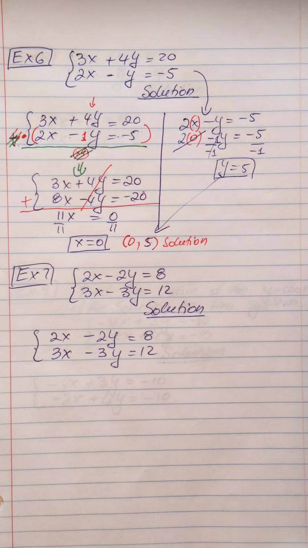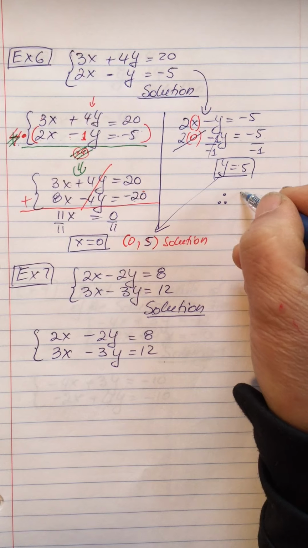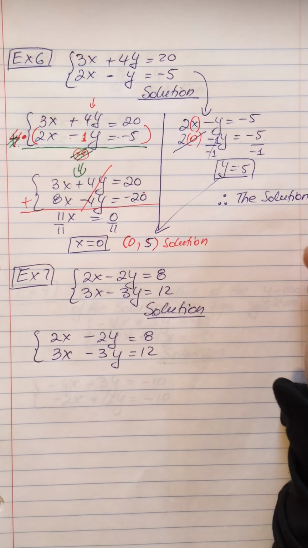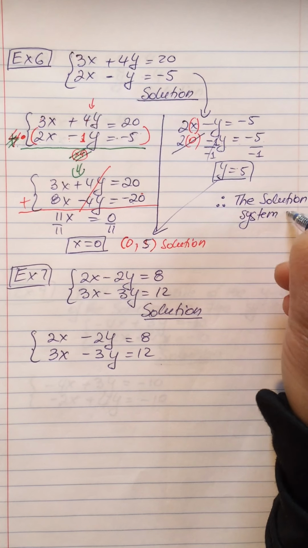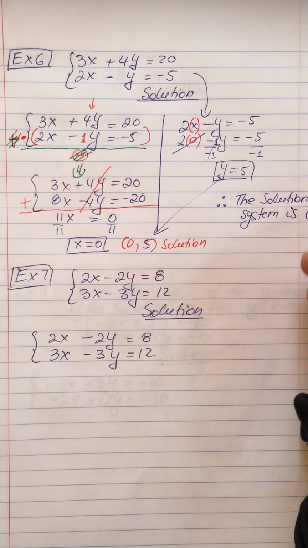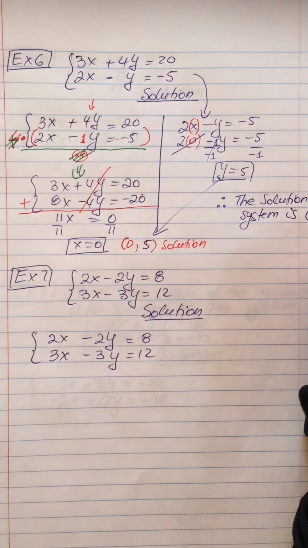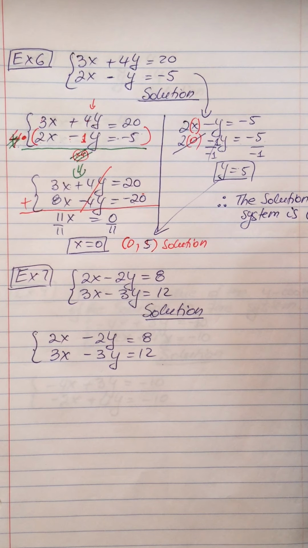Okay, therefore, the solution is in my hand, and I declare that the solution to the system is a pair of numbers in order: 0, 5. x is 0, and y is 5. That's it.